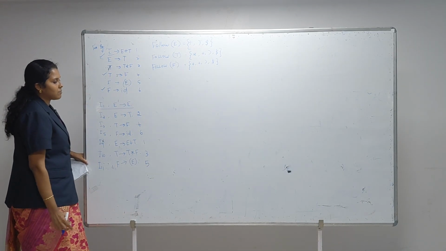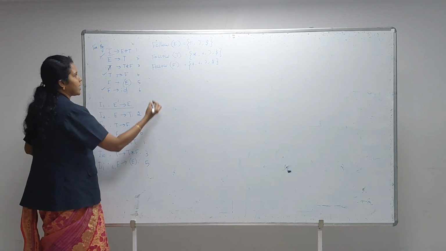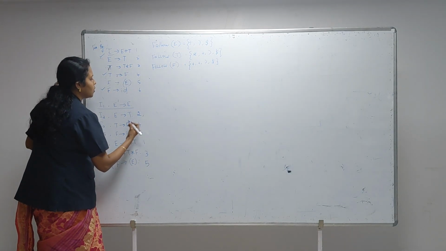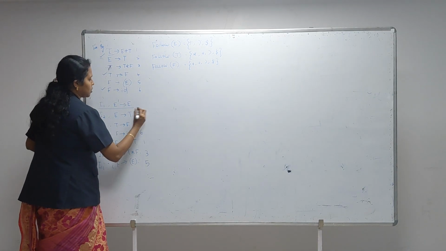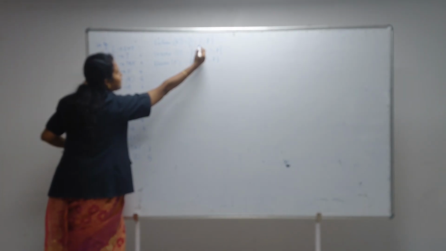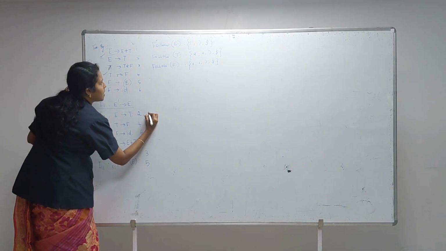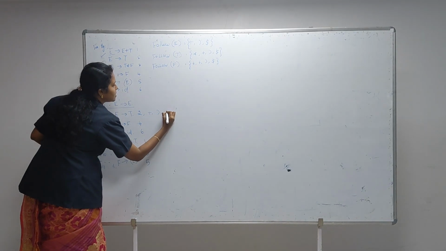So for these productions, we have to write the follow of E, T, F. We have already found out the follow of E, T, F, so we have to write the answer alone. Here this is the follow of E. What we found for follow of E is plus, close parenthesis and the dollar. So we write here plus, close parenthesis, dollar.